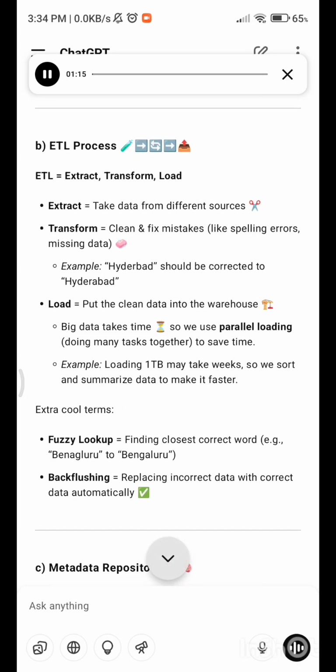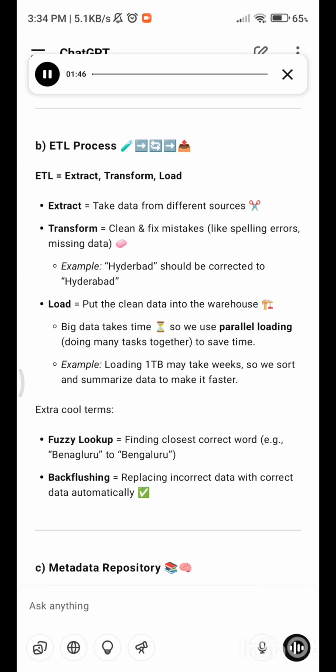B. ETL process. ETL equals extract, transform, load. Extract, take data from different sources. Transform, clean and fix mistakes like spelling errors, missing data. Example, Hyderbad should be corrected to Hyderabad. Load, put the clean data into the warehouse. Big data takes time, so we use parallel loading, doing many tasks together to save time. Example, loading 1 terabyte may take weeks, so we sort and summarize data to make it faster.